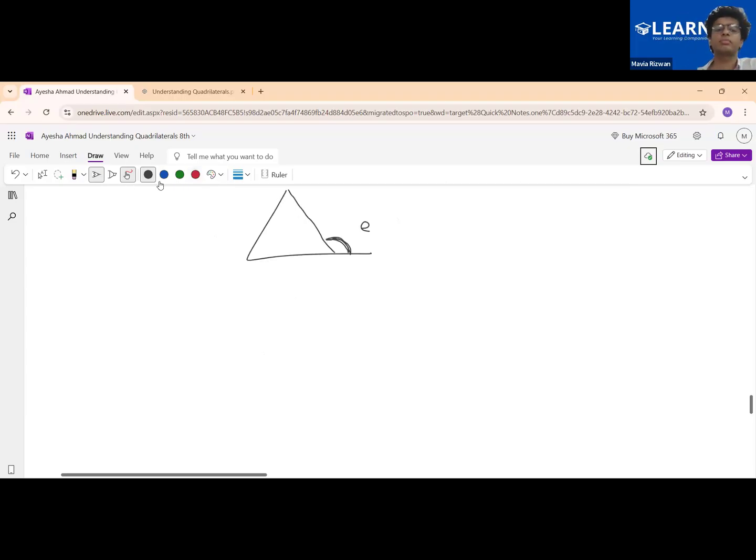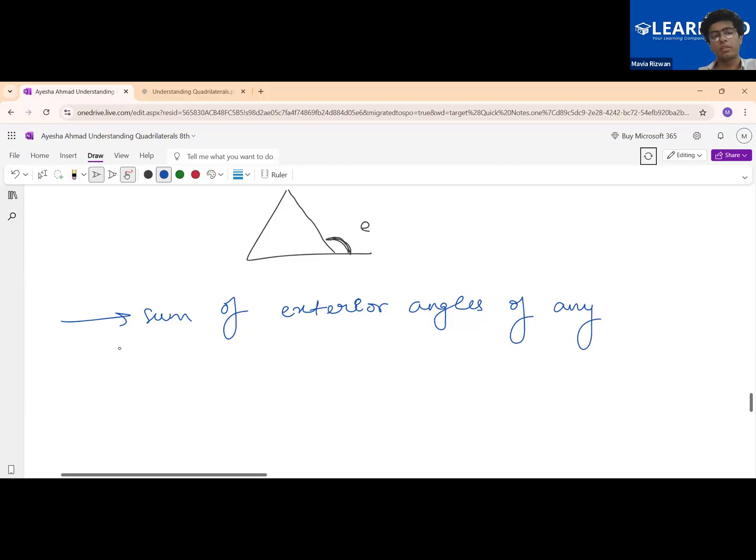Now, the sum of exterior angles of any polygon is 360 degrees. No matter what the polygon is, regular or irregular, whatever, the sum of exterior angles of any polygon would be 360 degrees.